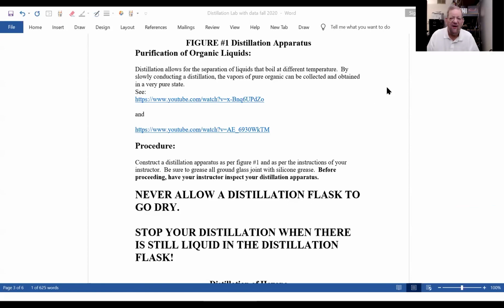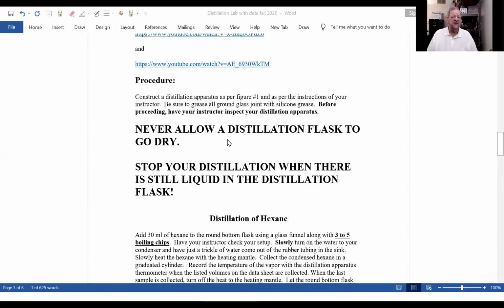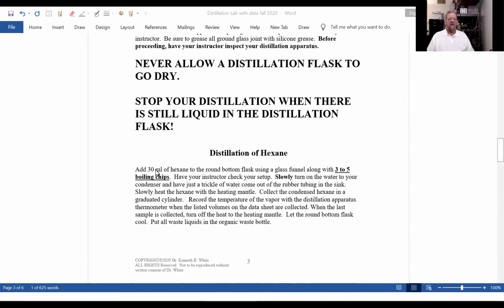Thank you. All right, now, you should never let your distillation flask go dry and stop the distillation when there's liquid in there. Now at ECC, we don't have a separate variac that's part of the hood. We actually have a separate one that's a standalone, but you control the heat. And what you would be doing is putting in 30 milliliters of hexane, even though it's pure. This is just to get a feel for how to do distillation.